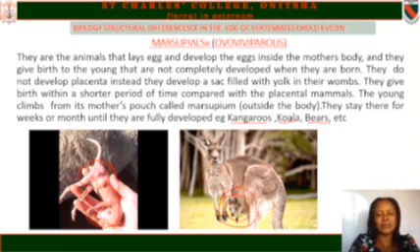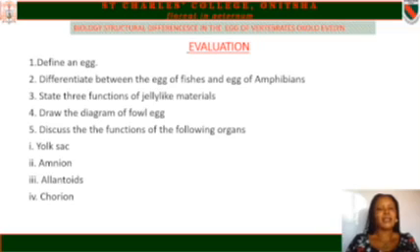Now that we have come to the end of this lesson, let me use the following questions to evaluate you. Number 1, define an egg. Number 2, differentiate between the egg of fishes and the egg of amphibians. Number 3, state 3 functions of jelly-like materials. Number 4, draw the diagram of a fowl egg. Number 5, discuss the functions of the following organs. 1. Yolk sac. 2. Amnion. 3. Allantois. And number 4.